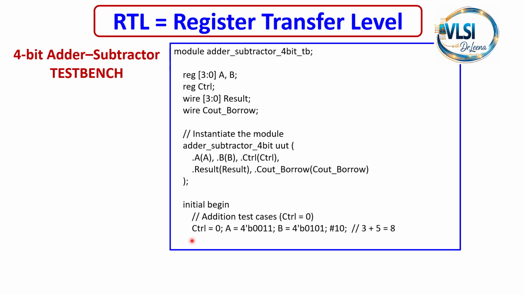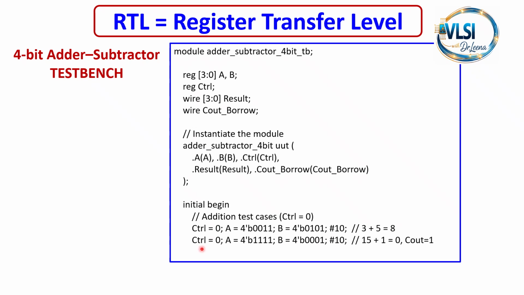So for the addition, first we will be giving the control equal to 0, and A will be giving the value, that is 4-bit binary 0011, that is 3. And for the B, we are giving the value 4-bit binary 0101, that is 5. And after 10 time unit, we will be executing the next operation.